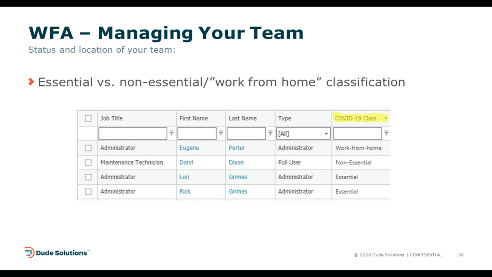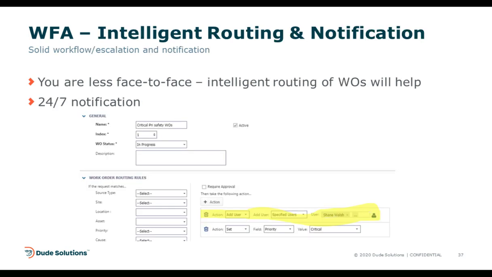Essential versus non-essential work from home classification. Like, what's the status of your team? I've highlighted a column. I've got a list of my users. Wouldn't it be nice to know if you're adding your technicians to a work order, are they relegated to working from home? Or are they non-essential and they can only come in under special circumstances, or they're essential? Know your people. Know what their status and their class is to make it easier for you to manage them in this work from anywhere environment.